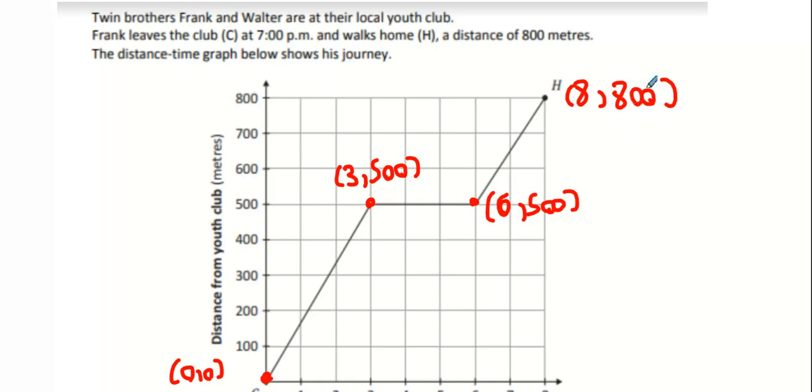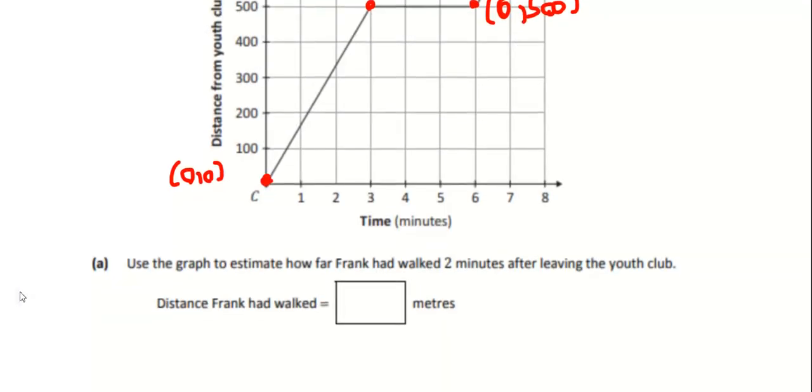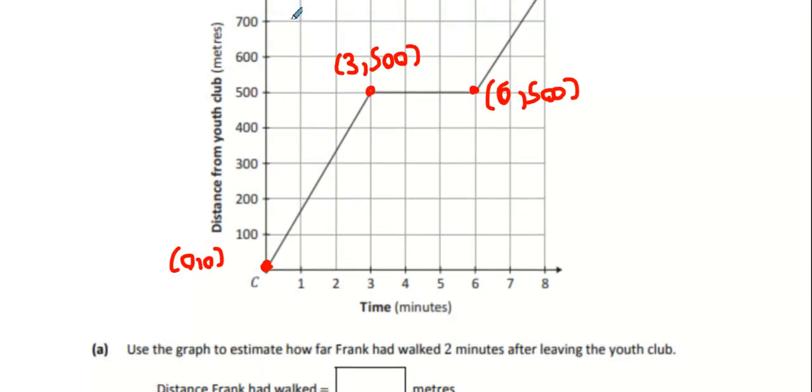X-axis and Y-axis. Now, what does this want from me? After 2 minutes, how far away are you? Now, this is difficult. Go to 2 minutes. That's shocking. Go to 2 minutes. Work your way up. Now, does everybody see that it's hitting above the 300 line, isn't it?